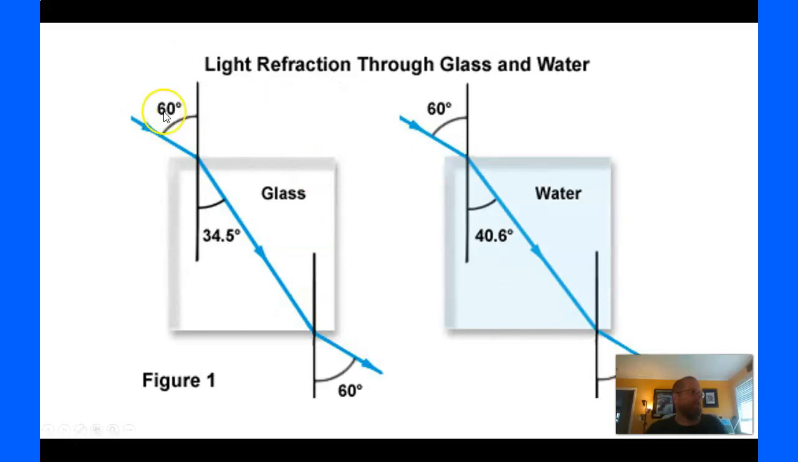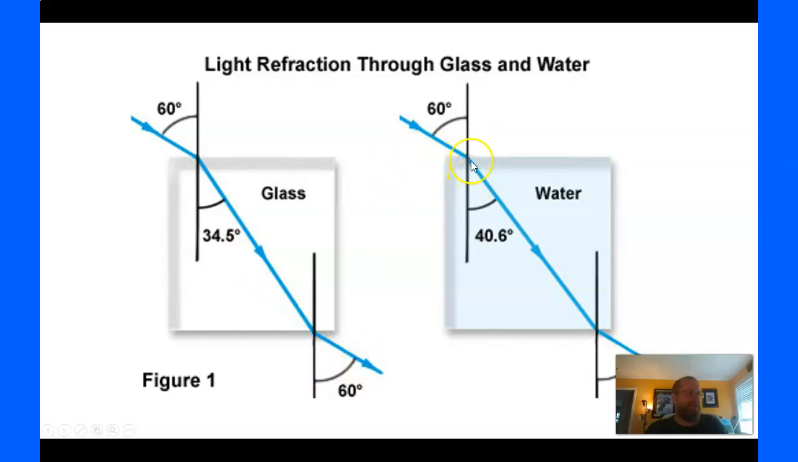Alrighty. Now, you can see here, and again, when we're measuring the angle, we're measuring the angle off the normal, that imaginary line at right angles to the surface. This right here is the surface between air and glass. This is the surface between air and water. Coming in at 60 degrees from the normal, goes into the glass. It's now 34.5 degrees from normal. It bent towards the normal line. When light comes out from the glass, it bends away from the normal line back to 60 degrees.